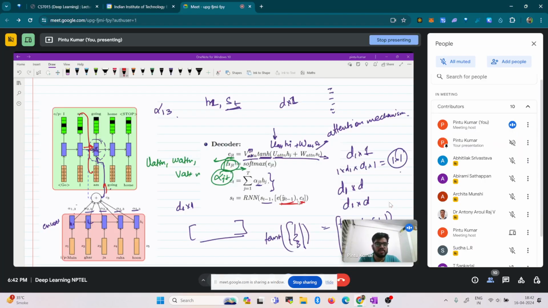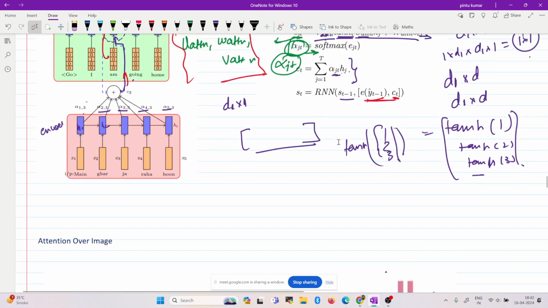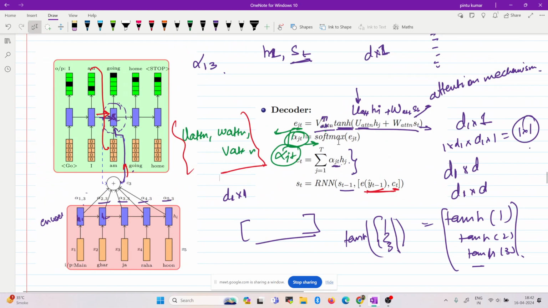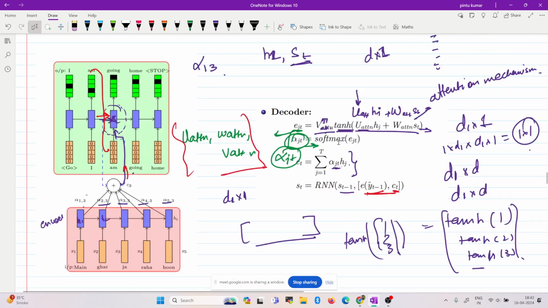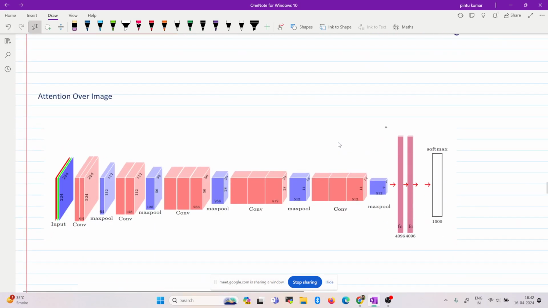Any doubt in this attention mechanism? If you have, you can please ask. This is the attention mechanism, how this would work. Again, these weights would be learned during backpropagation, because all these functions are again smooth. Your tanh is smooth, right? You can differentiate and you can backpropagate using gradient descent. Okay. If no doubt, then I'll move to attention over images.